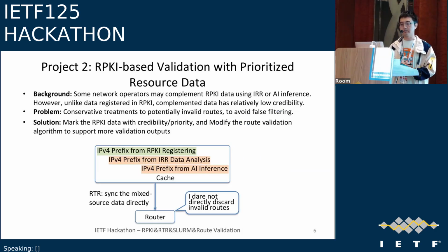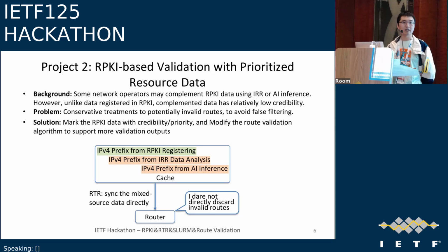This is the second project. It's RPKI-based validation with prioritized resource data. The RPKI data is not complete, especially for newly defined RPKI objects like ASPA, and some operators will complement the RPKI data by using IRR data or AI inference. However, as you know, the IRR data and the AI-inferred data are not always correct. So the router will use conservative actions on the invalid routes.